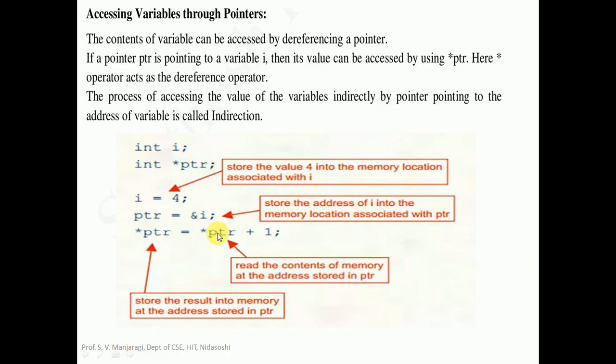So earlier it was storing in the memory location. We had a value 4, and we could extract that value from star ptr, which is incremented by 1, and it will be stored back into the same memory location. It means that memory location is stored with a new value, that is 5.